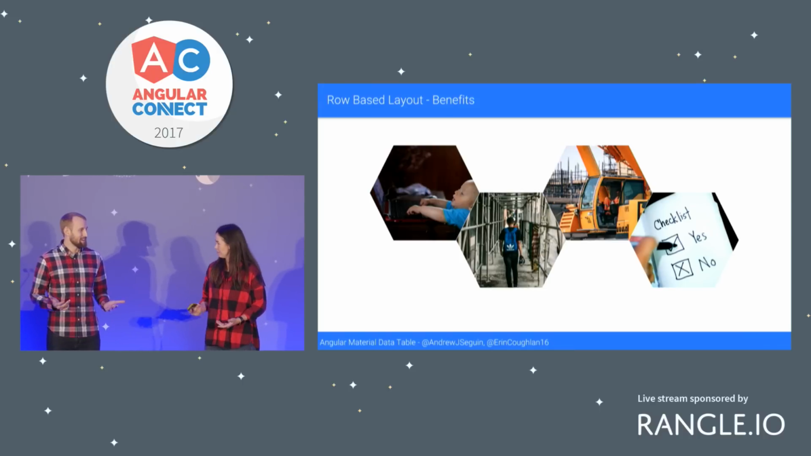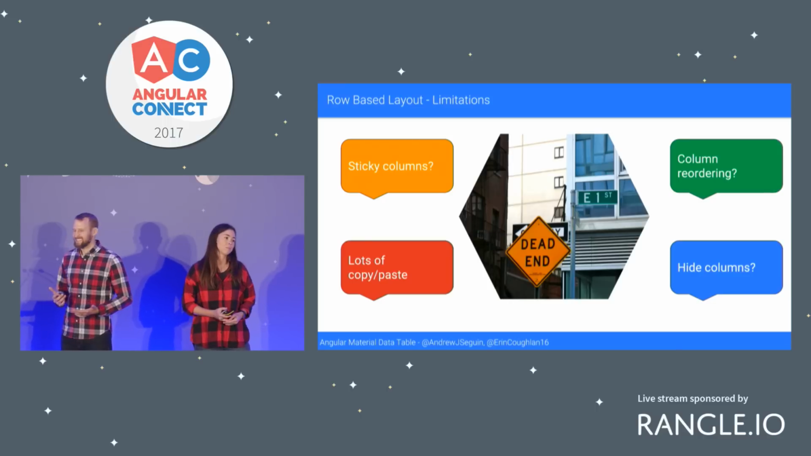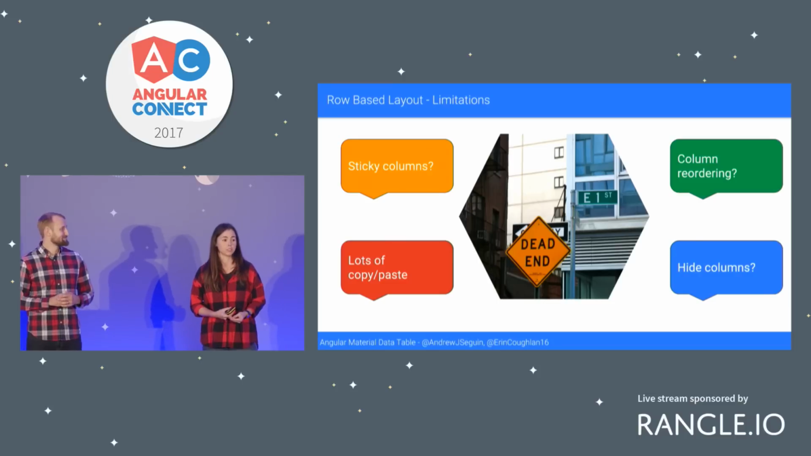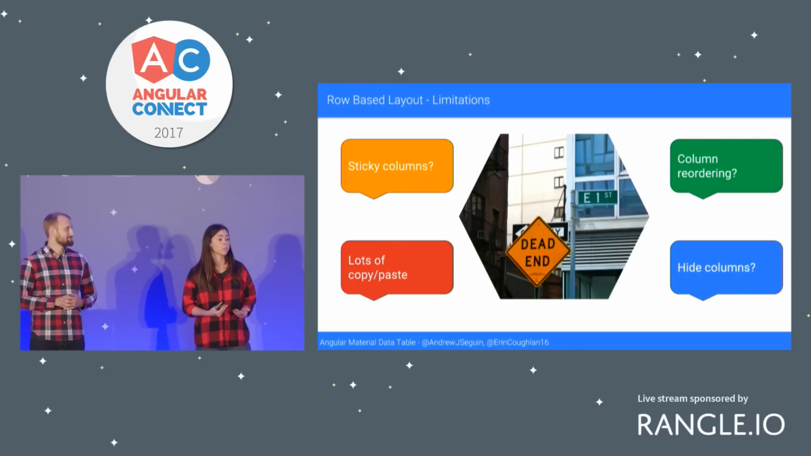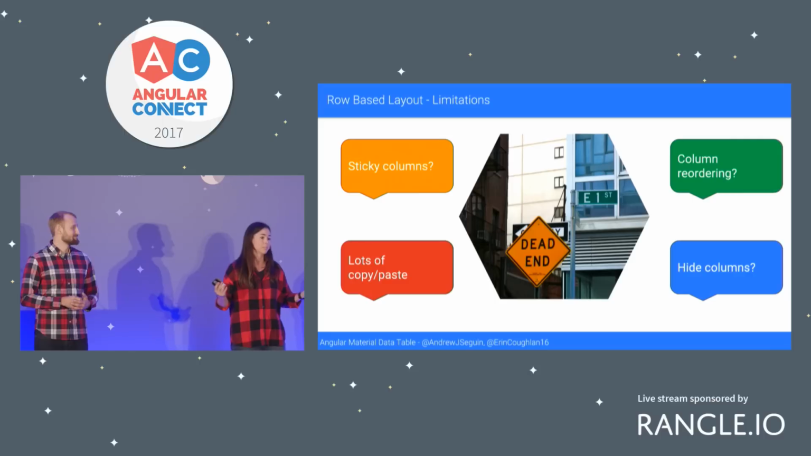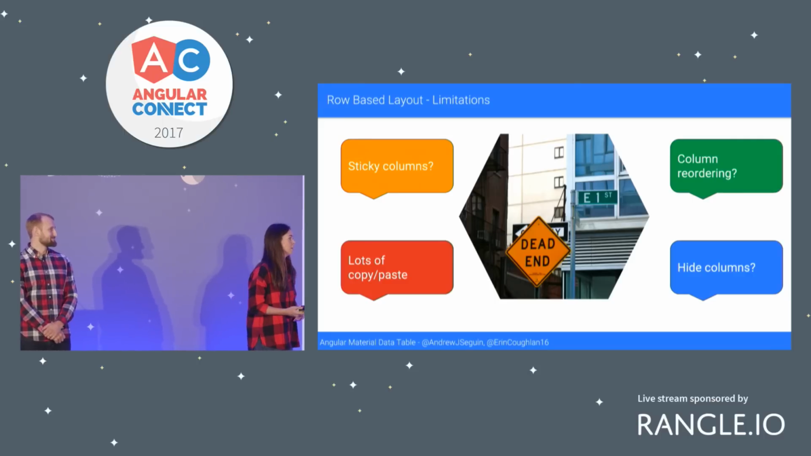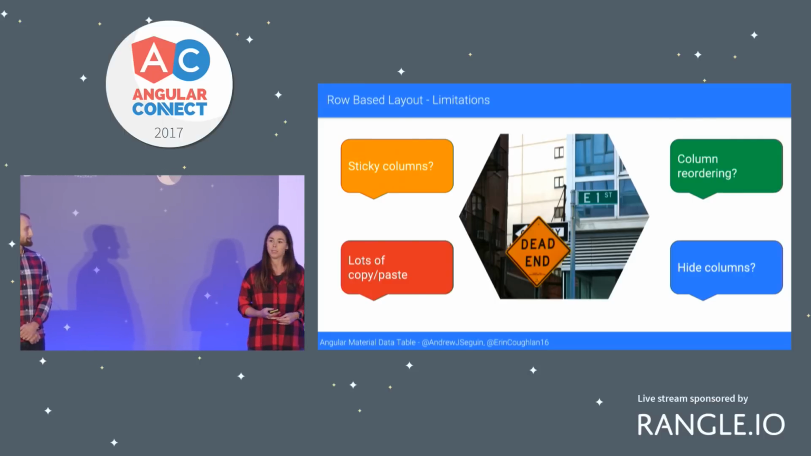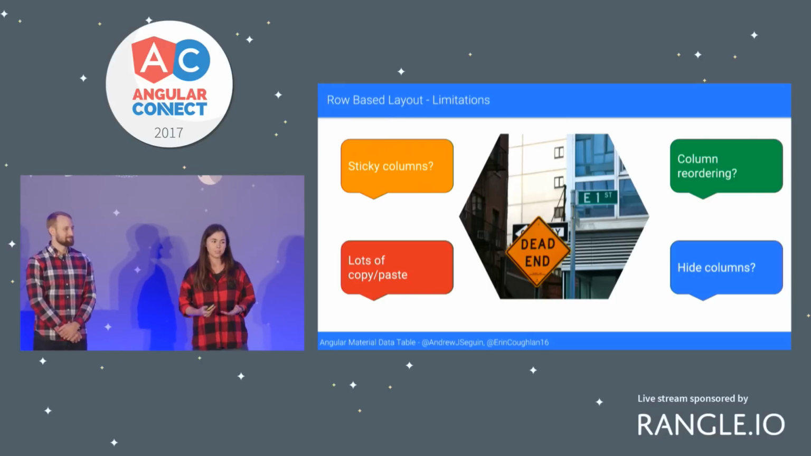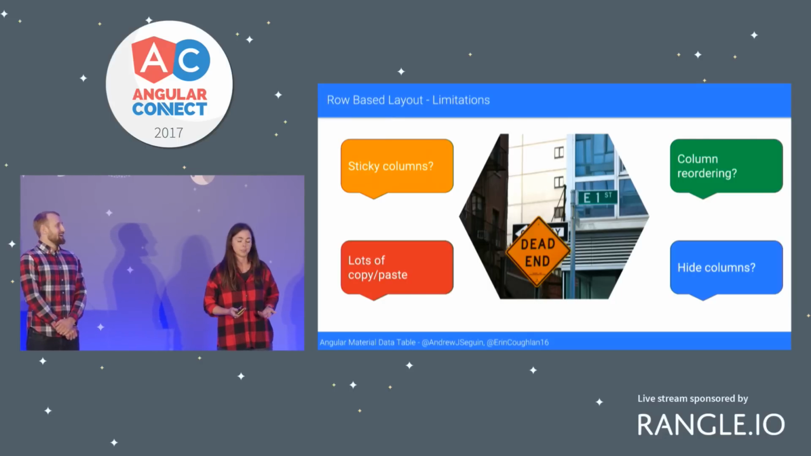We're good, right? Until we went back and started looking at some of our features. We had sticky columns as a feature that some teams wanted. People wanted to reorder columns or hide those columns for mobile devices. So your 10-column table, that's not going to work on a phone. And we noticed there's a lot of copy and paste. There was no reusing what a row is or anything like that. So we felt like we were at a dead end here.